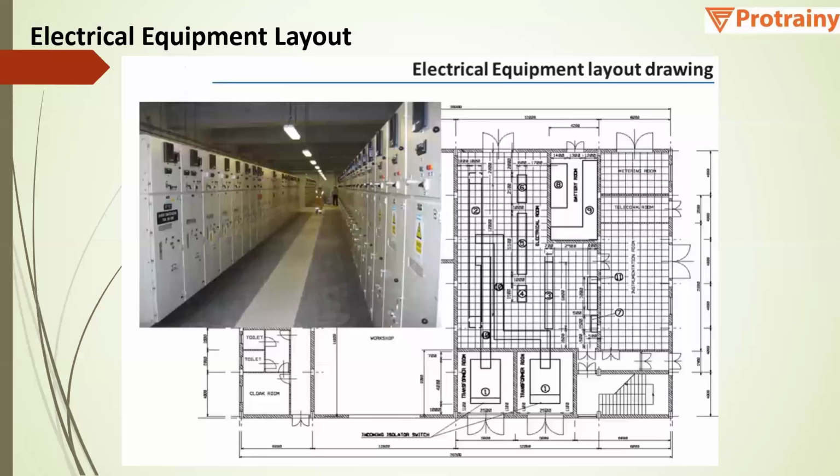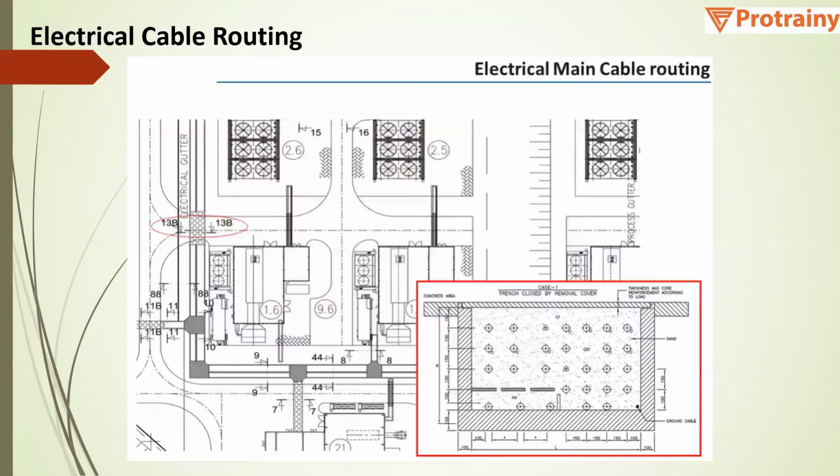This is the electrical equipment layout. This is the electrical room, and you can see these are the panels placed over here. This is the battery room. These are the transformer area. So this is the layout of electrical equipment in an electrical room or substation. Then the electrical main cable routing diagram. You can see that this is a trench, and under the trench there is a duct bank. The duct bank will be carrying the main cable routing, the main power supply.